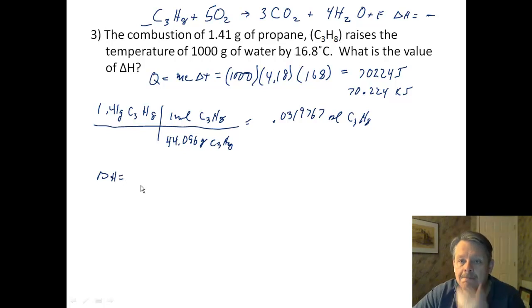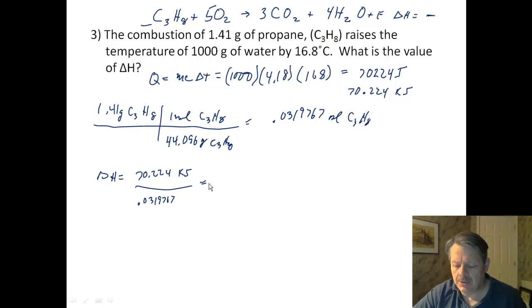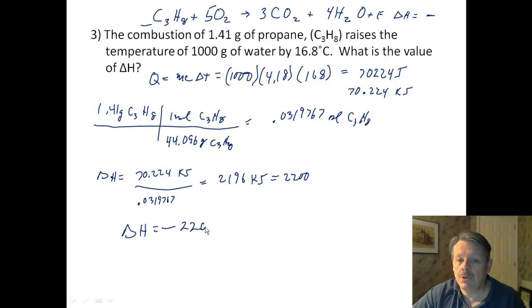Okay, so I have 1 mole of C3H8 giving me energy, so my delta H is going to be kilojoules. Let's see, how many kilojoules do I have? I have 70.224 kilojoules per mole, so that's 0.0319767. Gee, that's a small number. So when I do that division, I get a big number, which, let's see, 3 sig figs, so it's 2196 kilojoules, so that's going to round to 2200 kilojoules. This is negative, so my delta H is going to be a negative 2200 kilojoules for this reaction.